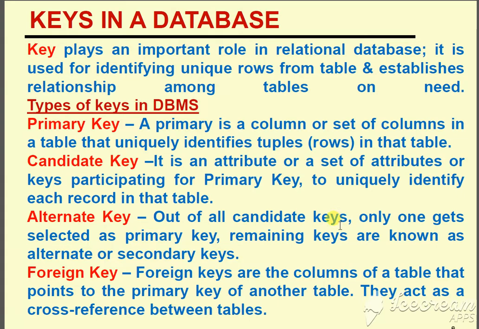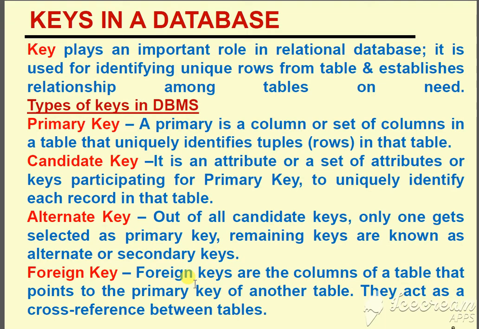There are many candidate keys, one gets selected as a primary key, and when this one gets selected as a primary key, the remaining keys are known as alternate keys or secondary keys. Next is a foreign key. Foreign key, I am saying very simply, listen very nicely: the primary key of any table, when used in another table, is known as a foreign key.